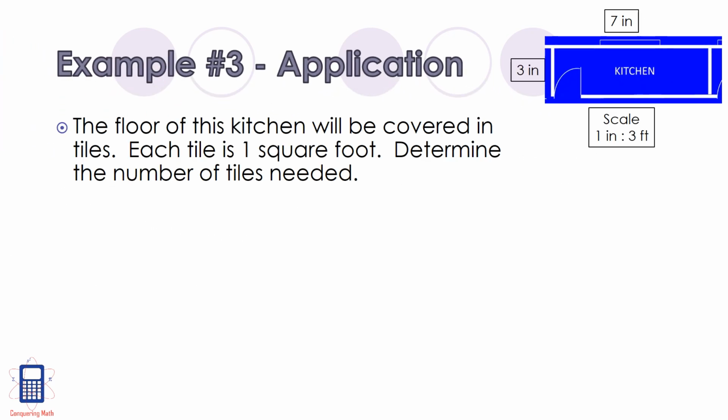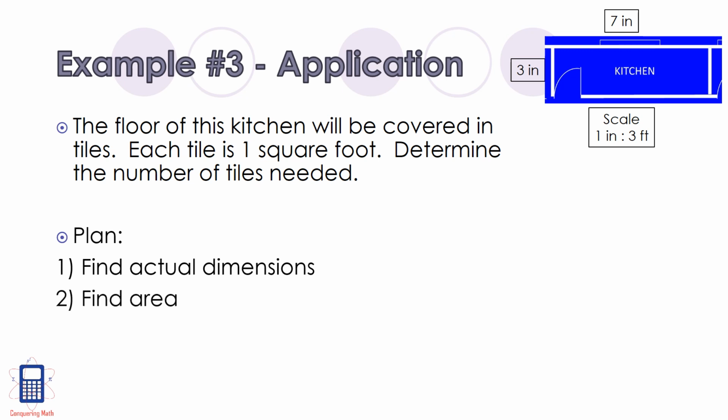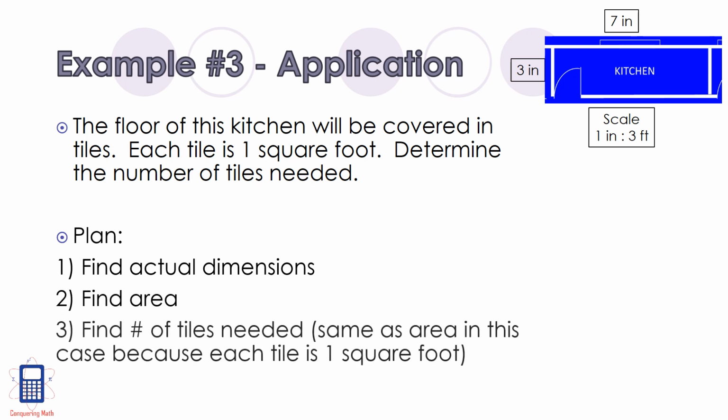Now let's look at an application problem. The floor of this kitchen will be covered in tiles. Each tile is 1 square foot. Determine the number of tiles needed. So let's make a plan. First, we need to find the actual dimensions of the kitchen. Then we need to find the area. And then we need to find the number of tiles needed, which in this case will be a little easier because each tile is 1 square foot.